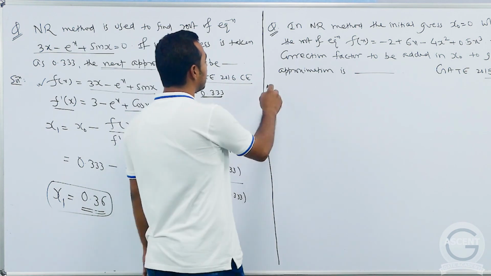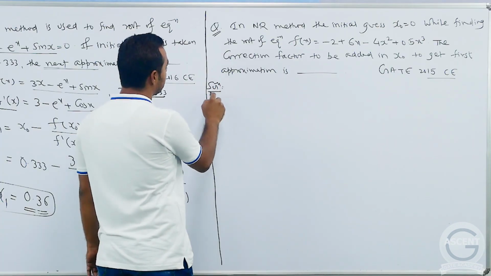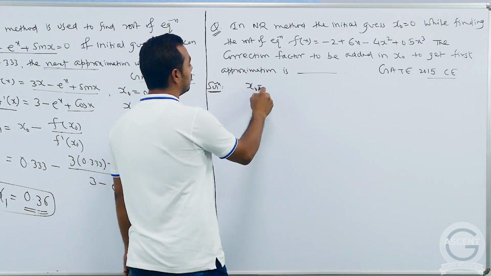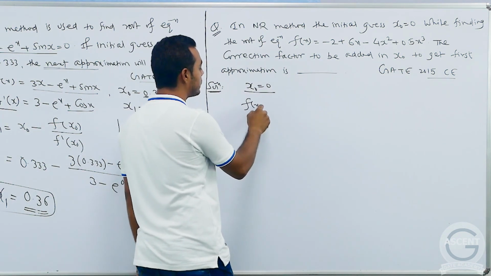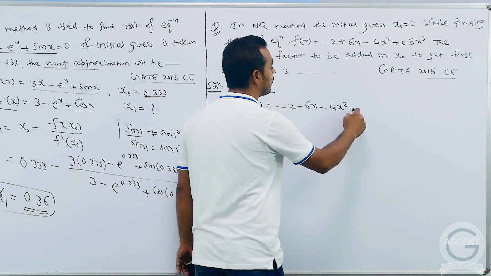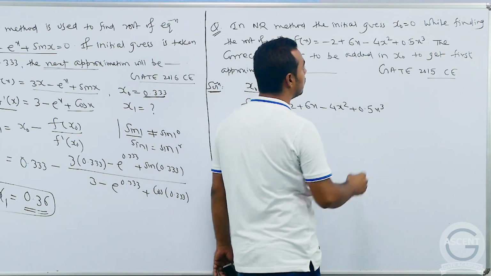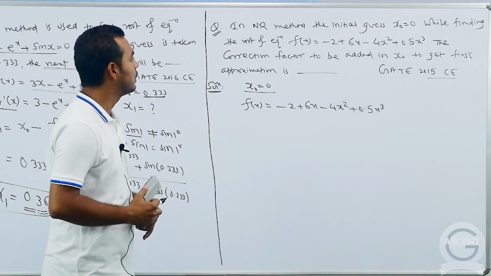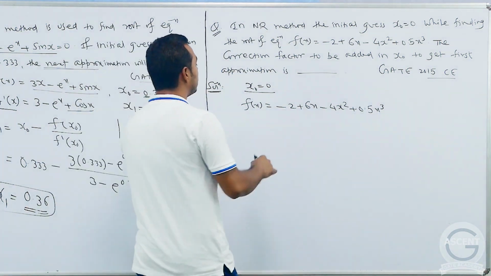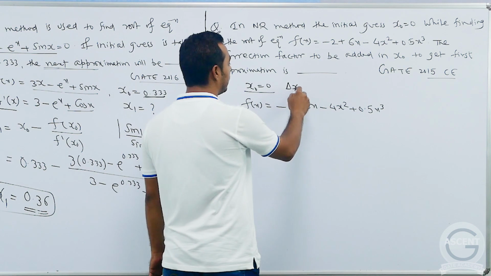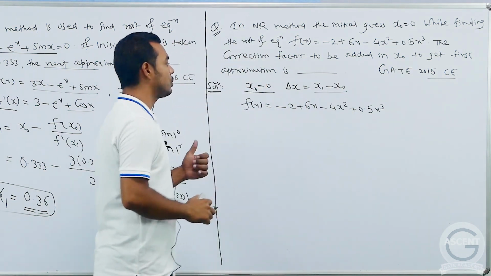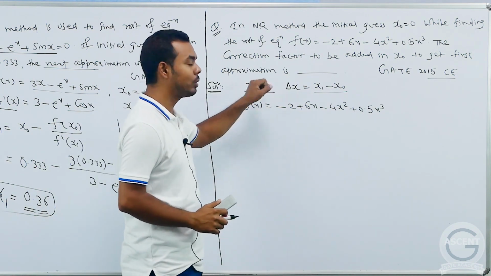Now the next problem, this is also a very simple question. In a Newton-Raphson method, initial guess x0 is 0. The given function f(x) is minus 2 plus 6x minus 4x square plus 0.5x cube. The correction factor to be added in x0 to get the first approximation x1 is, so correction factor delta x, this means we have to find x1 minus x0, right? The question is what should be added in x0 to get x1.